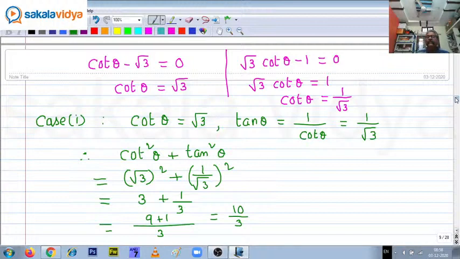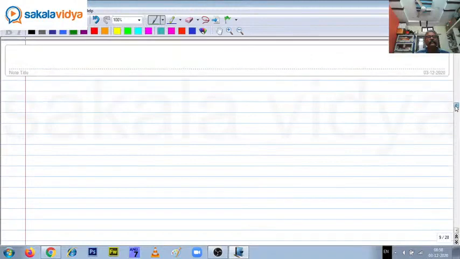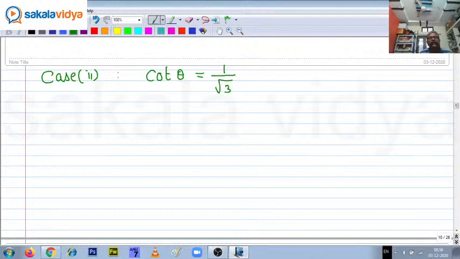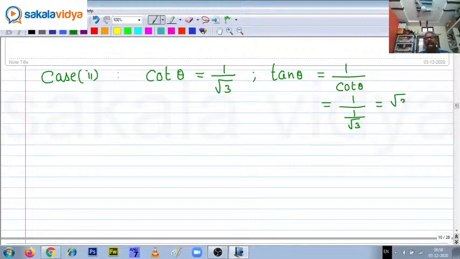Right. So now the case 2, we need to consider this one now. Case 2. Cot theta equals to 1 upon root 3. Now we need to find out tan theta. See, as we have tan theta equal to 1 upon cot theta, so 1 upon 1 over root 3, this can be written root 3.